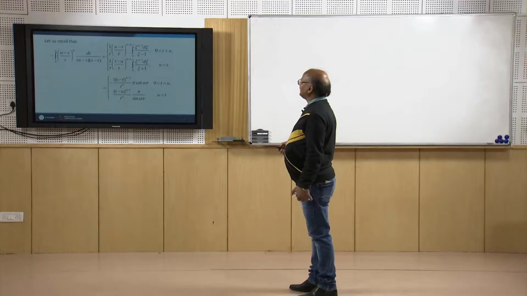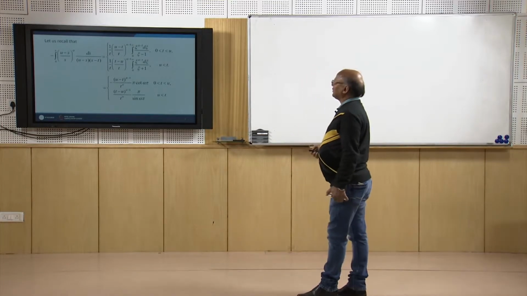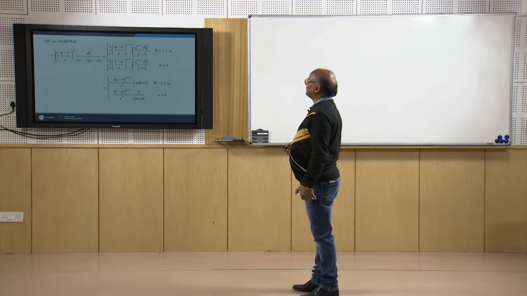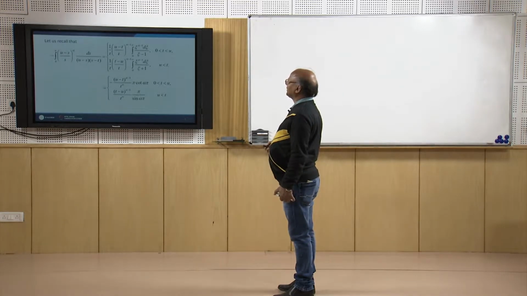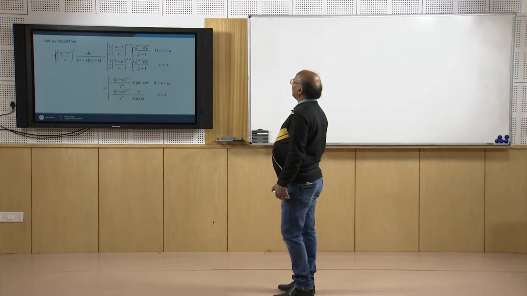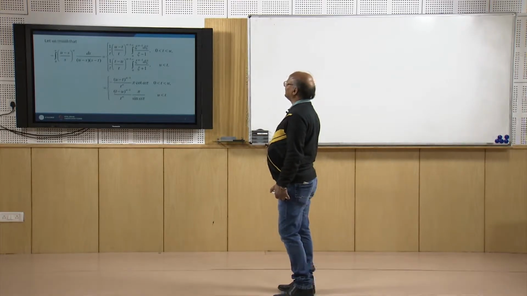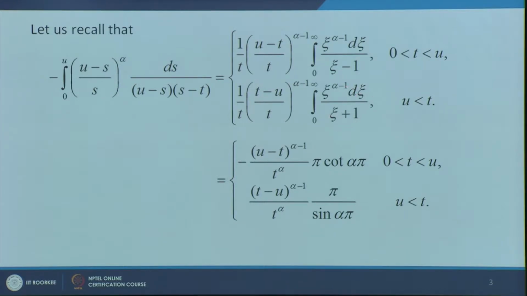Let us recall that in the first lecture on Cauchy type integral equations, we had shown that the integral from 0 to u of (u minus s) over s to the power alpha, ds over (u minus s)(s minus t), is equal to this expression when 0 is less than t less than u, and equal to this when u is less than t. And there I had shown that the integral from 0 to infinity of xi to the power alpha minus 1, d xi over (xi plus 1), is equal to pi over sin alpha pi, by putting xi equal to t upon (1 minus t).